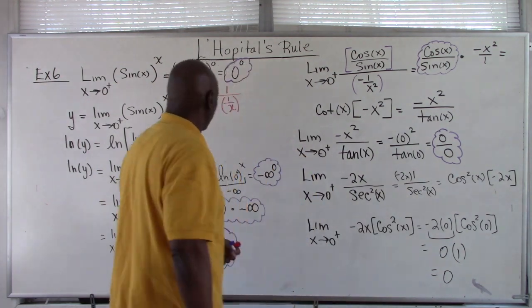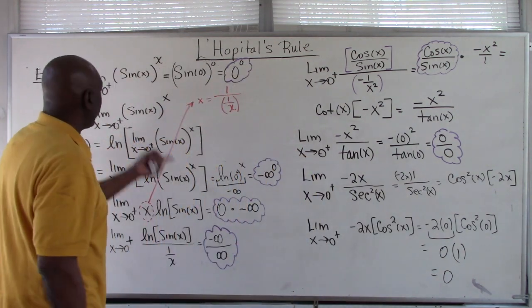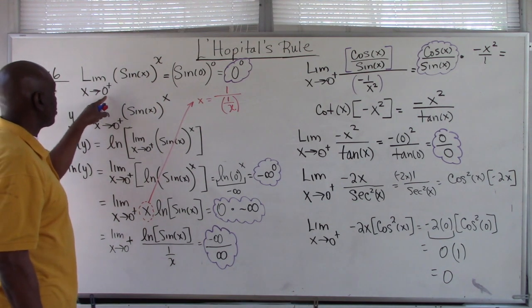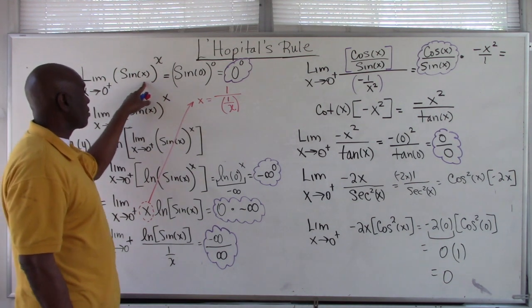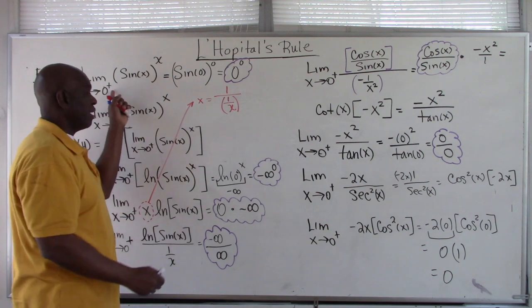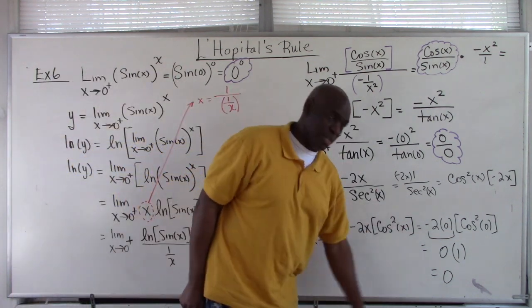So, where do we start? Way over here. The limit as x approaches 0 from the right of sine x to the power of x is 0.